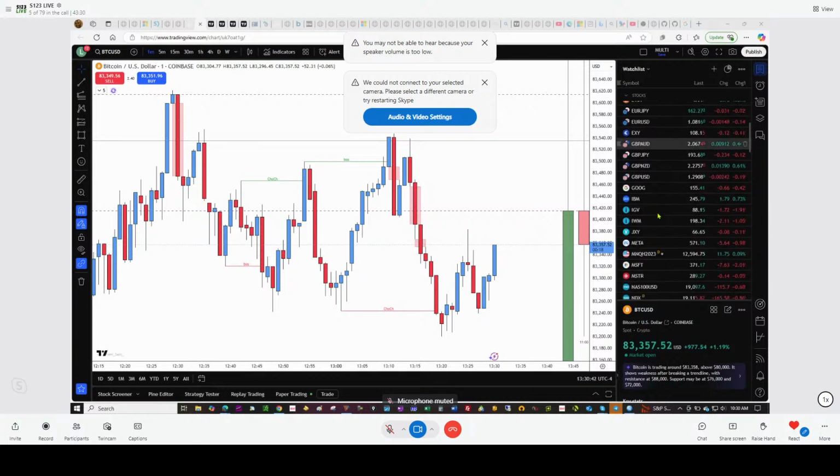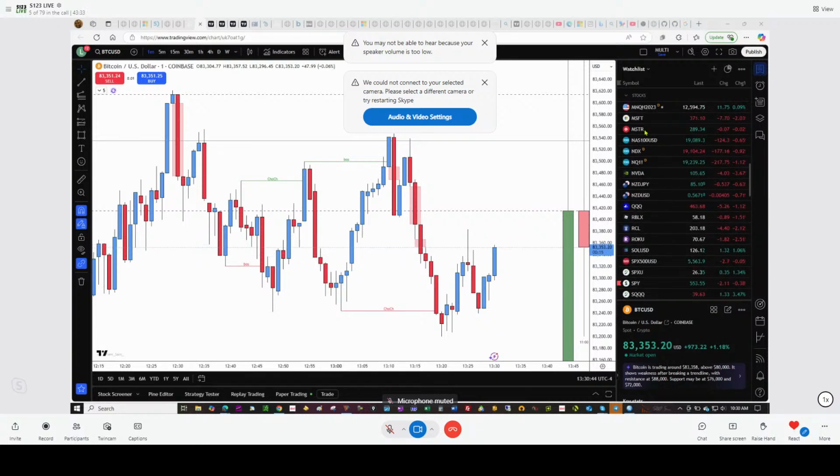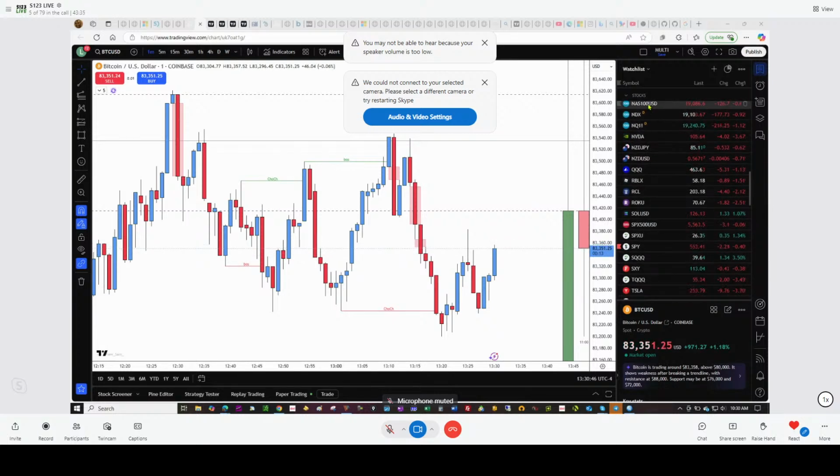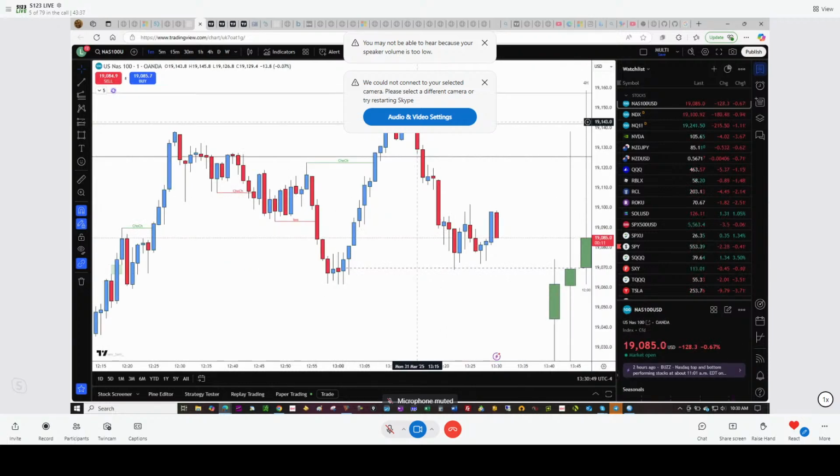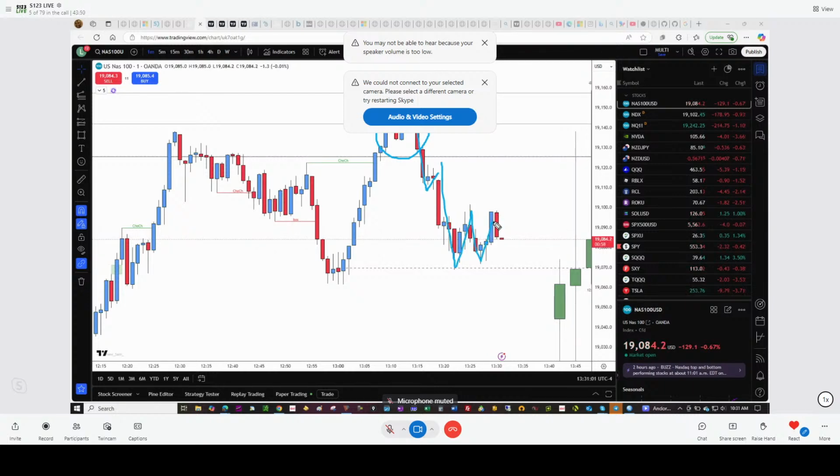Okay, so I'm going to go back to the NAS. Similar, it's almost the same pattern. You can see here on Bitcoin we had a clear 1, 2, 3, but we don't have it on NASDAQ. It is here, but it's different. It's 1, 2, 3 this way, then we get this drop. We're chopping, and I'm expecting another drop to take out these lows and these lows, and then we're looking for a 1, 2, 3 here.